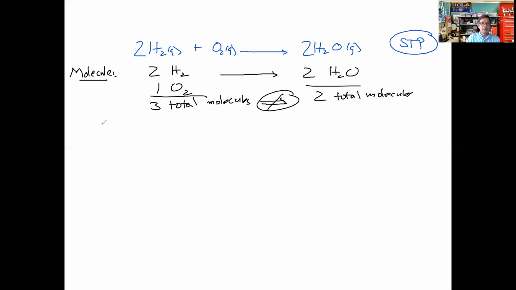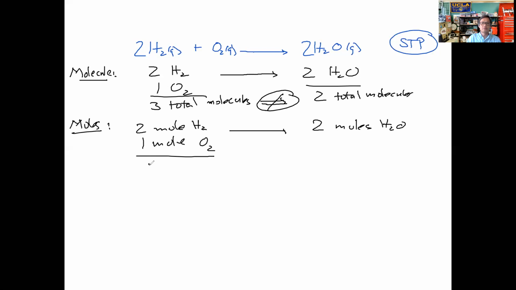All right, let's go ahead and count moles. We have 2 moles of hydrogen to start out with. We're reacting that with 1 mole of oxygen. And then we end up with 2 moles of water. So total moles, we have 3 total moles to start out with. We only have 2 total moles to end up with. And so if you notice, the number of moles do not equal, so no conservation there as well.